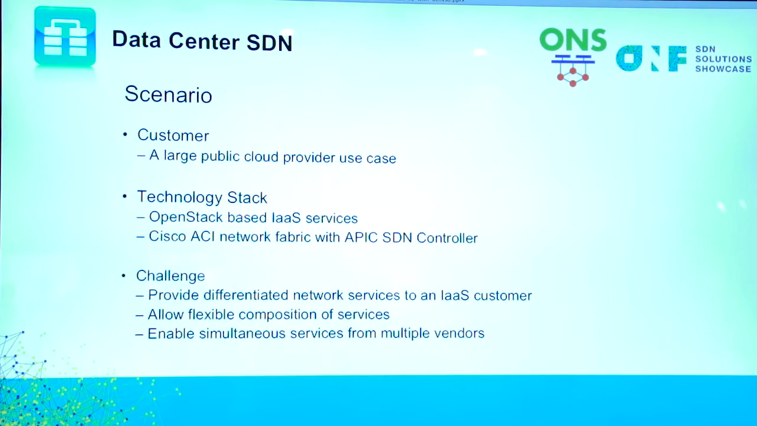The challenges the vendor had here was one, to provide essentially a very rich, flexible set of network capabilities, including differentiated network services that they could offer to each of their tenants. They wanted to allow very flexible composition of services across different workloads, and then also allow a multi-vendor environment where they could actually swap in different services directly for each of the tenants and dynamically stitch them in an automated way across the fabric.